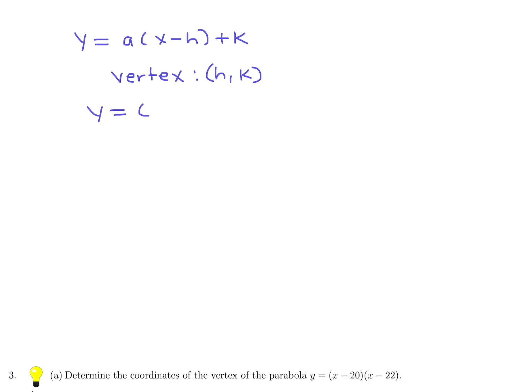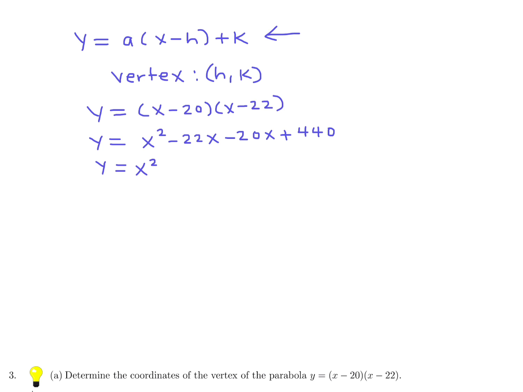So our task in this question is to get this equation into this form. They gave it to you in the form (x - 20)(x - 22). No problem, let's get it into this form. The first step, of course, is multiplying this all out. So we get x² - 22x - 20x + 20 times 22, which is 440. Collecting like terms, we get x² - 42x + 440.